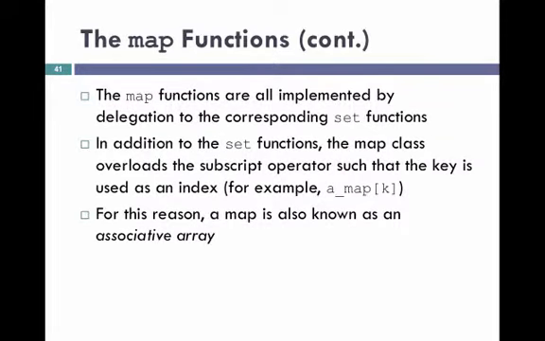The map functions are all implemented by delegation to the corresponding set functions. And in addition, the map class overloads the subscript operator so that the key can be used as an index. Remember, we saw the case where you can have a map variable and you can use the subscript with some key value to do a lookup in the map. So for this reason, a map is also known as an associative array. You can use this kind of a reference to input the key in the subscripts in order to return the value for that key.